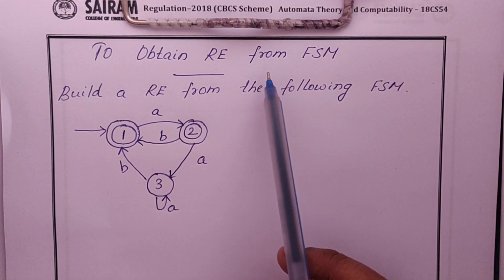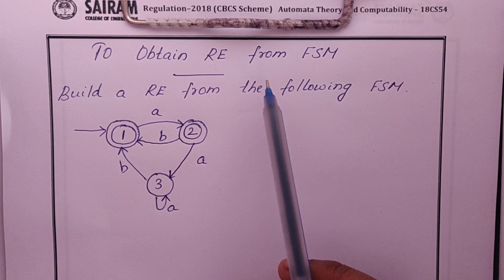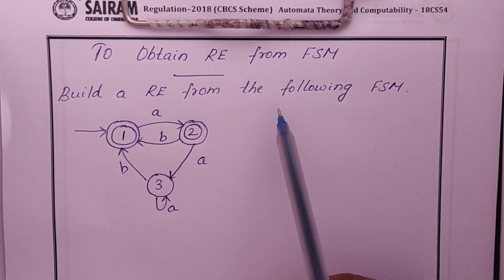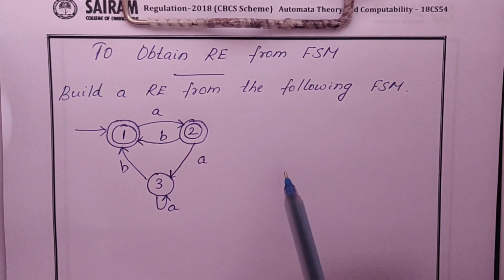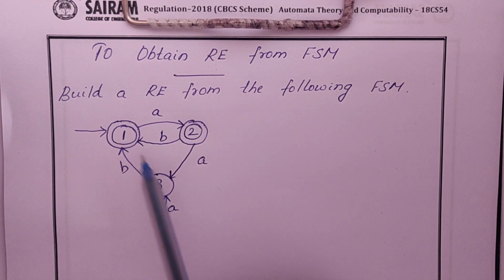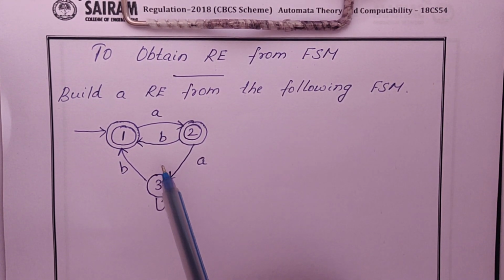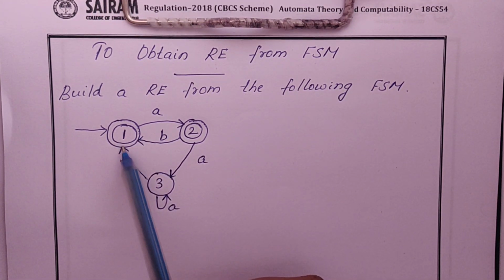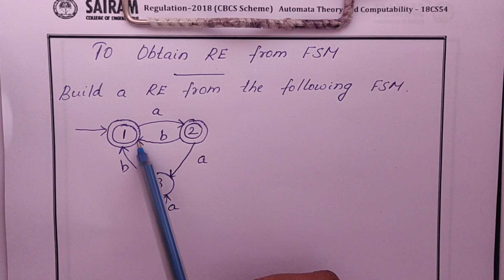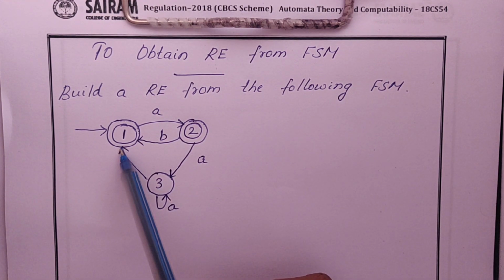So in this type of sum, the first step is to check whether there is any unreachable state. Next, you have to check whether the start state has any incoming edge. You check, this is your start state. Start state has 2 incoming edges. From 2 there is an incoming edge to start state 1. From 3 there is an incoming edge to 1. So start state has incoming edge.